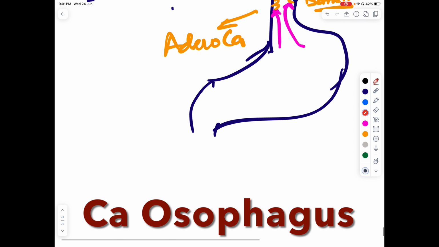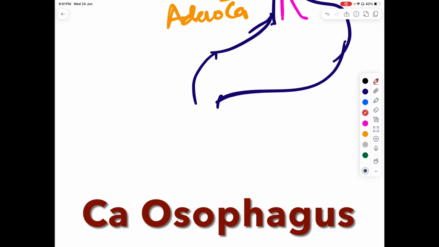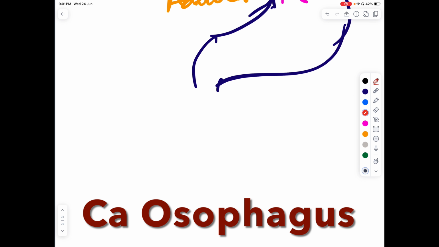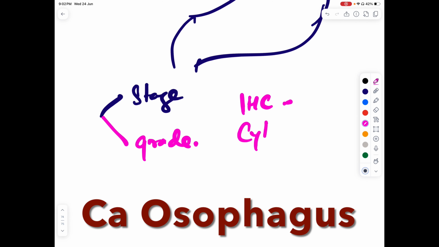Staging is done using endoscopic ultrasound. It gives the wall, tumor size, thickness and depth of invasion. So you do TNM staging, stage 1 to 3, which tells how far the tumor has spread. Another thing is grade, which is the pathological type: well differentiated, poorly differentiated, undifferentiated. Immunohistochemistry is done with cytokeratin.